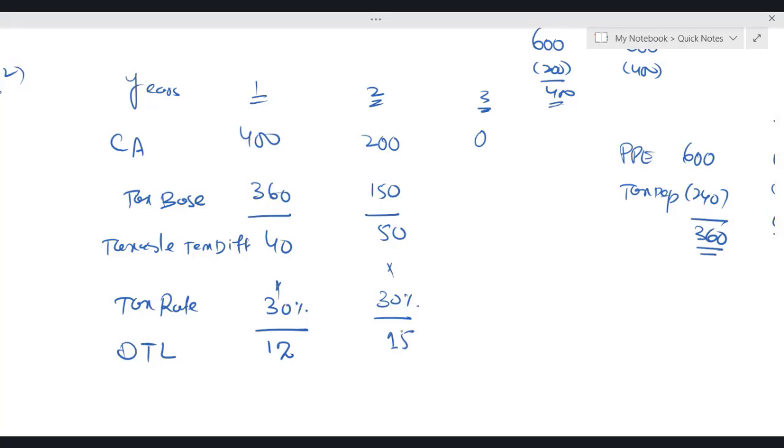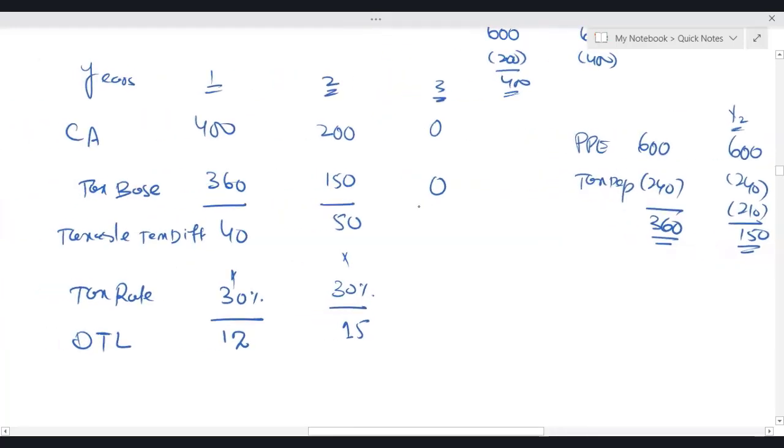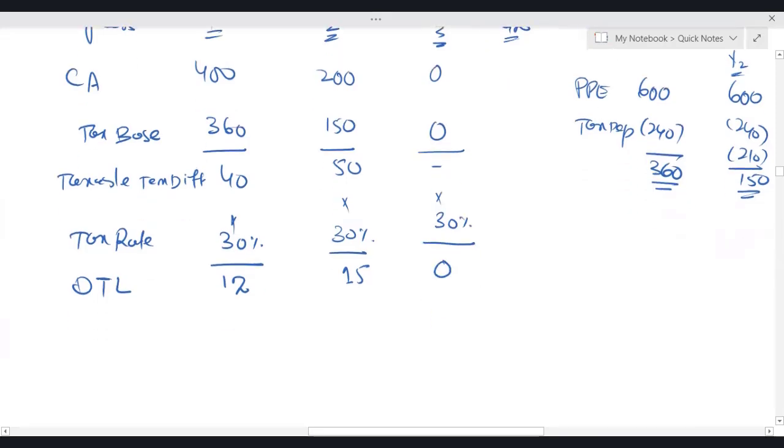Now, let's talk about the last year. Property, plant and equipment cost is obviously 600, but tax depreciation for the first year is 240, second year 210, and last year the tax depreciation is 150. So logically in the last year, the tax base and carrying amount are both nil. Now students, please listen. In the last year, your deferred tax liability will be 0.